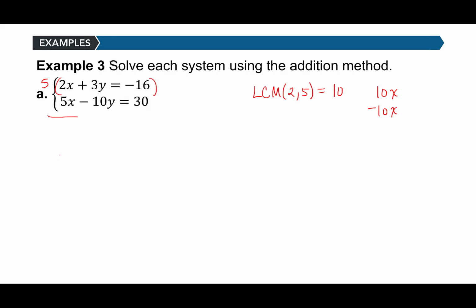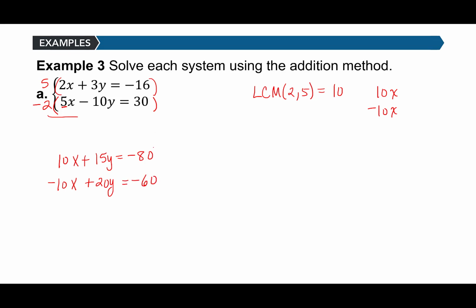And when we distribute, we will get 10x plus 5 times 3y is 15y. And then 5 times negative 16 is negative 80. Now my second equation, I need to think, well, 5 goes into negative 10 negative 2 times. So now I need to multiply the second equation by negative 2 so that I can get a negative 10 as a coefficient of x. So I distribute to get negative 10x. Negative 2 times negative 10 is a plus 20y. And that's equal to a negative 60.